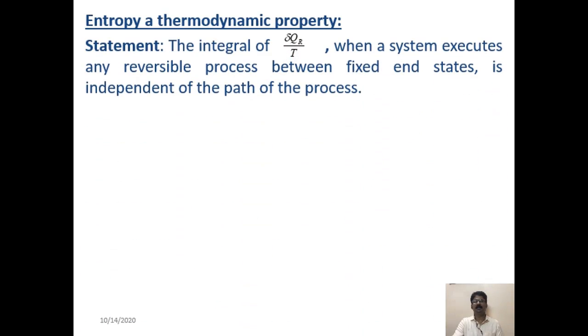So the statement says that the integral of del q by t for any reversible process, with the suffix r written here indicating that it is a reversible process, between fixed end states is independent of path. So that's what I told you now. The change between the two states should be independent of the path. Means whatever path you follow, the change has to be the same.